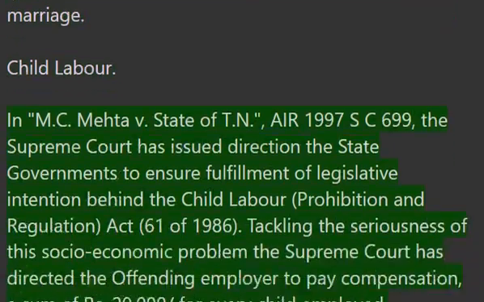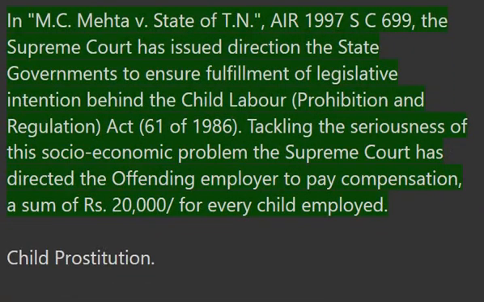Child labor. In MC Mehta v. State of T.N., AIR 1997 SC 699, the Supreme Court has issued directions to the state governments to ensure fulfillment of the legislative intention behind the Child Labour (Prohibition and Regulation) Act 61 of 1986. Tackling the seriousness of this socio-economic problem, the Supreme Court has directed the offending employer to pay compensation, a sum of Rs 20,000 for every child employed.